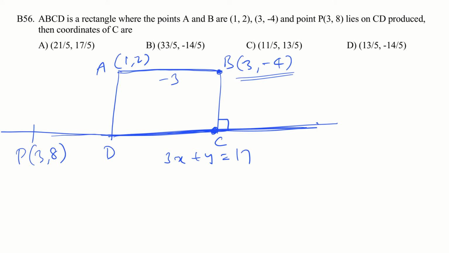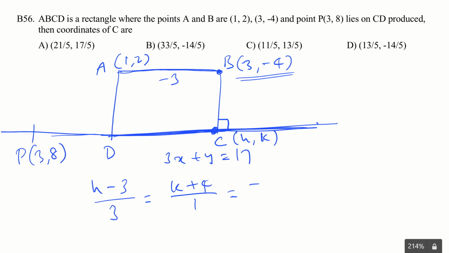So you know the formula. If I call this (h, k), then (h - x1)/a = (k - y1)/b = -(ax1 + by1 + c)/(a² + b²), that is, -(9 - 4 - 17)/10. The rest is obvious. Finish it. You'll get your answer. Let's go to the next problem.